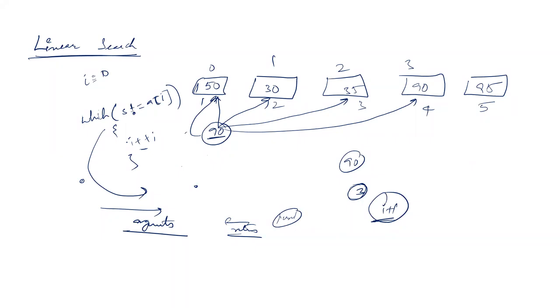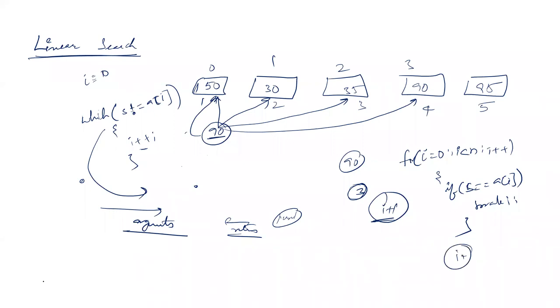And the reverse, writing it logically in reverse. Otherwise, you write a for loop: i equal to 0, i less than n, i plus plus, and if s is equal to a of i, write a break. So it will break out, and you can print the i value, which is the position. This is a simple code of two lines, the direct logic, what we are discussing. Whatever logic we discussed here, we write the same.